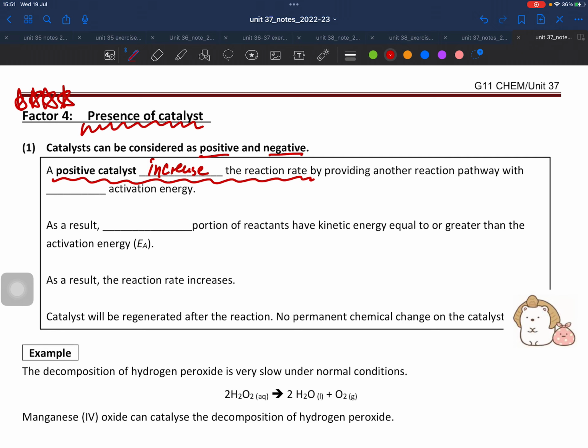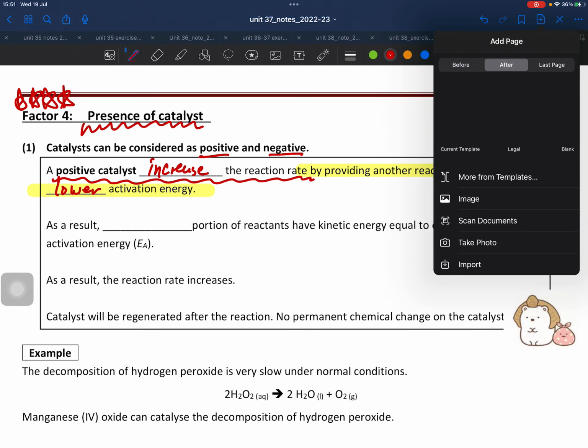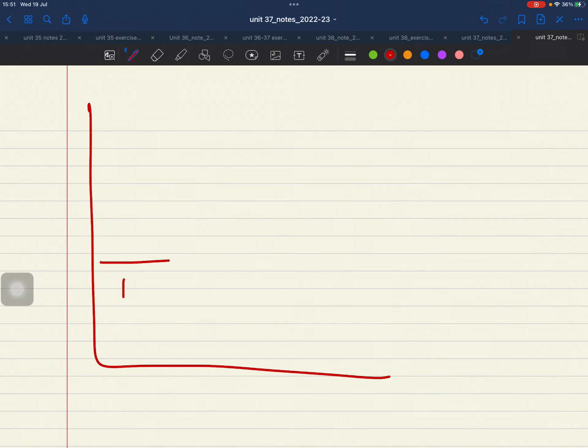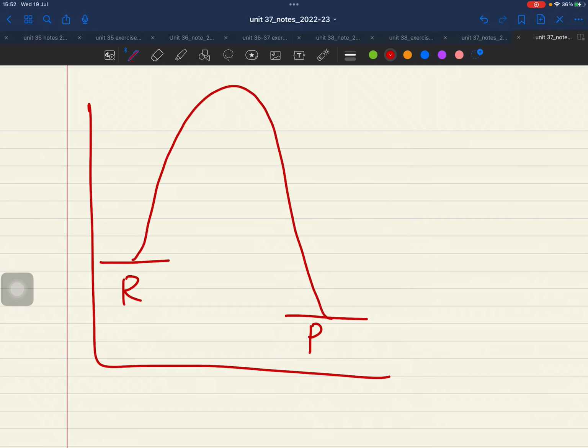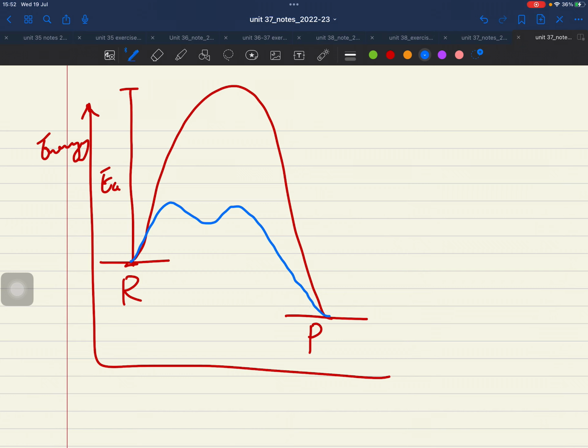But how can the catalyst increase the reaction rate? Please memorize this: it provides another reaction path with lower activation energy. If you have no idea what I'm talking about, see it this way. This is reactant to product, up to the highest point, which is the activation energy. In order to have a reaction, you need fast enough speed to overcome the activation energy. Sometimes we call it the energy barrier. But with the use of a catalyst, you are actually doing another reaction but with the same product. So this one is with catalyst.